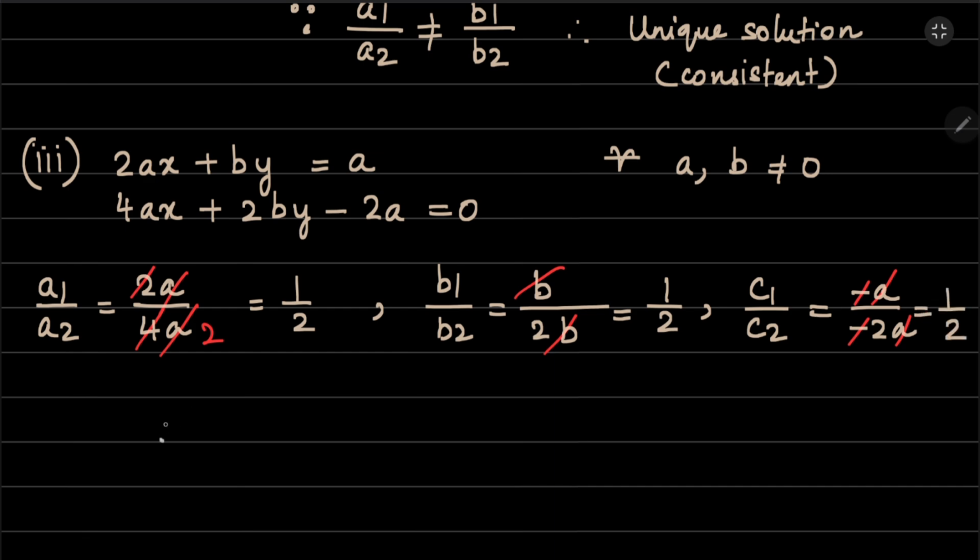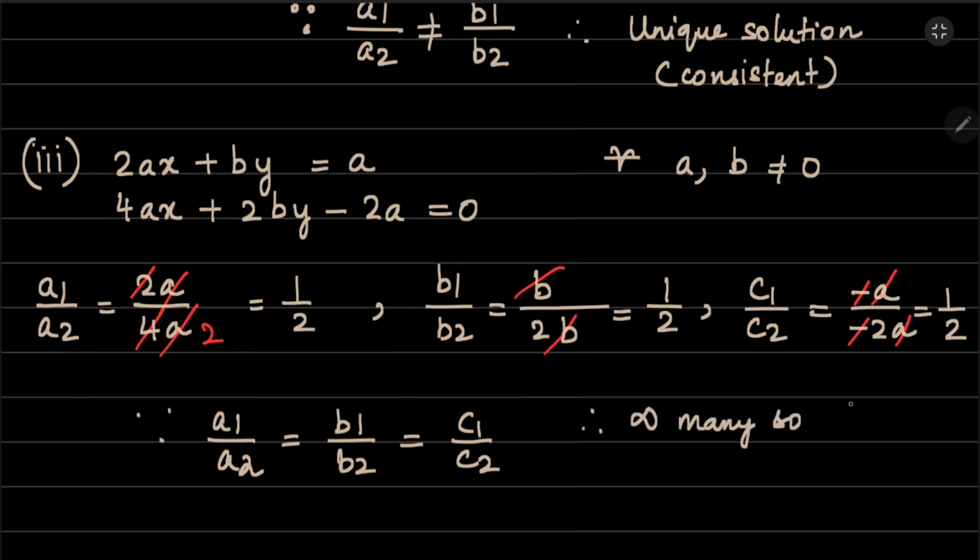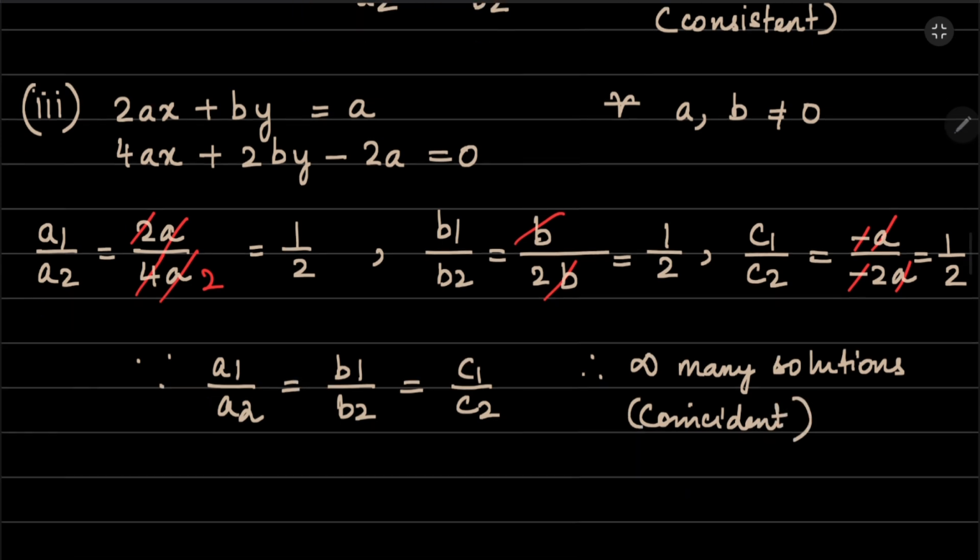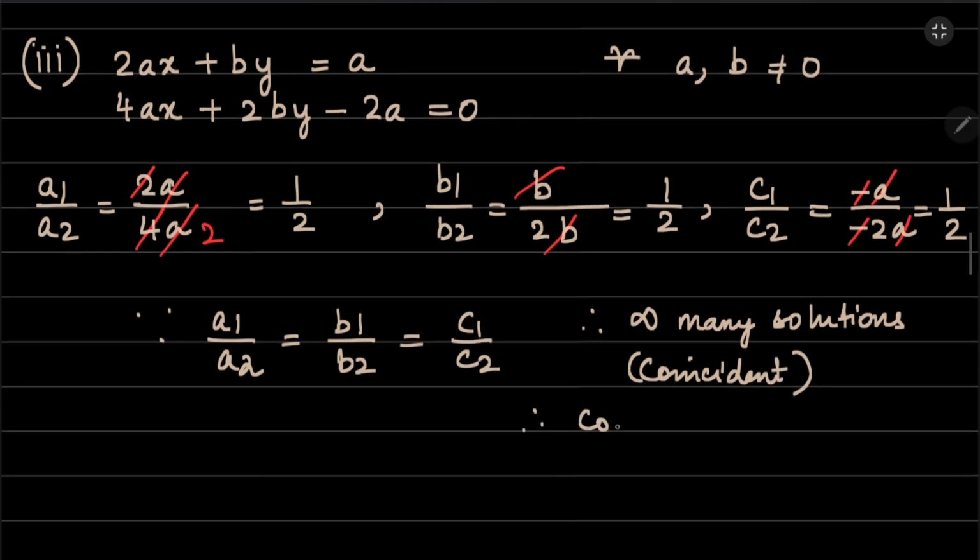Now what do you see? Since a1 by a2 is equal to b1 by b2 is equal to c1 by c2, which means these are the system which will have infinitely many solutions, and they are coincident. Graphically, these will be coincident lines. Therefore, how is the system? It's said to be a consistent system.